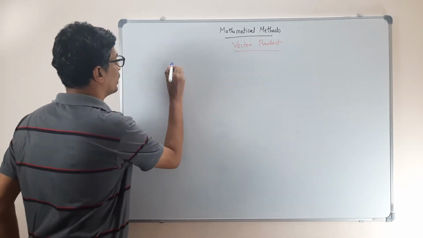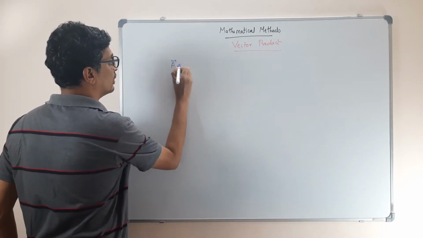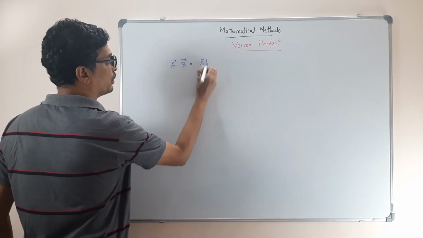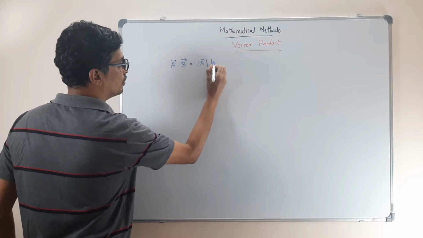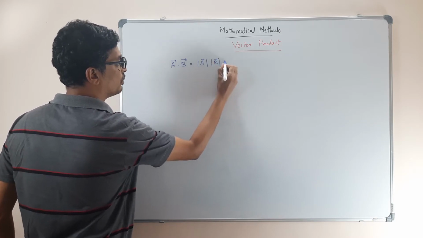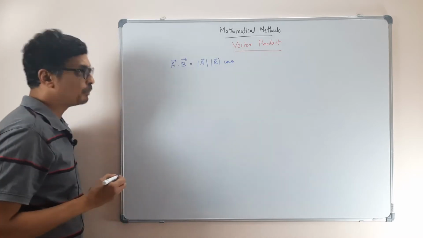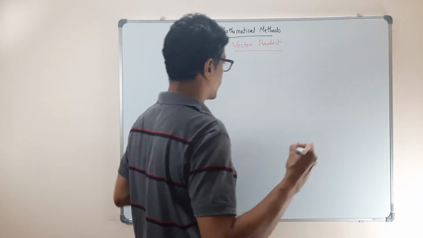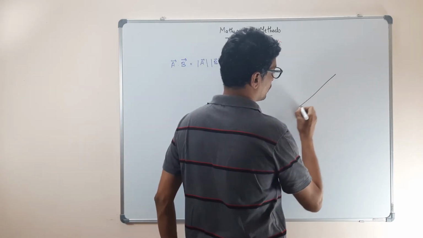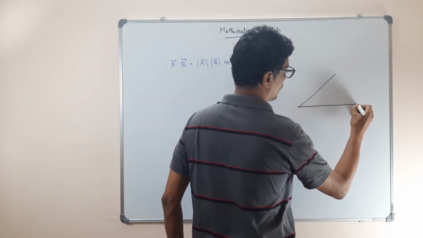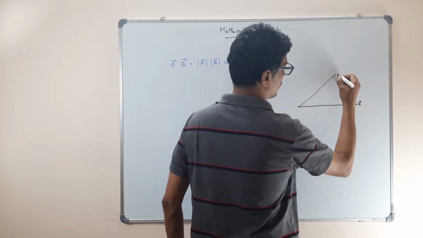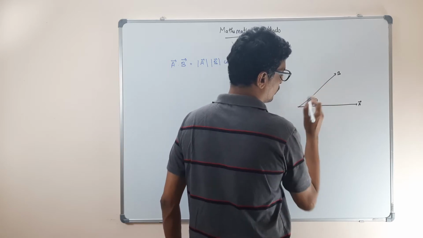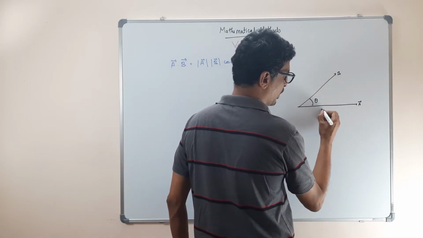So if you have a vector dot b vector, this will be equal to the magnitude of a into the magnitude of b into cos theta. We also saw what this cos theta is. Theta is the angle between the two vectors. If you see here, let this be the a vector, this be the b vector, and this angle theta, then the component of b along this will be b cos theta.